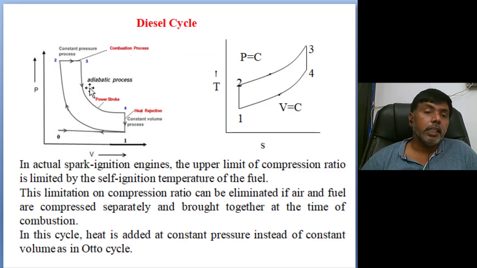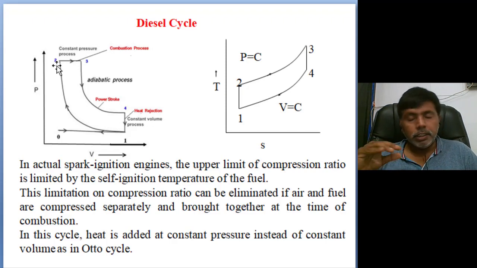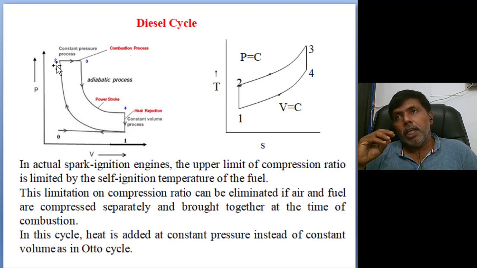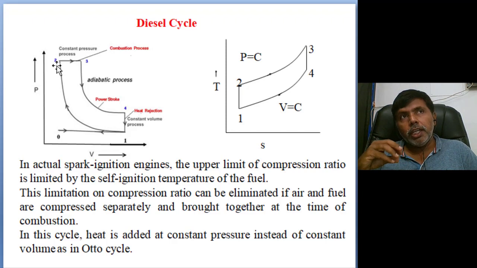Coming to the diesel cycle, what we are doing is replacing constant volume heat addition with constant pressure heat addition. In the Otto cycle, during the suction stroke, air and fuel enter the cylinder together. Due to this air and fuel entry, we face a limit on increasing the compression ratio. Why do we want to increase it? Because the efficiency of the cycle increases with an increase in compression ratio.